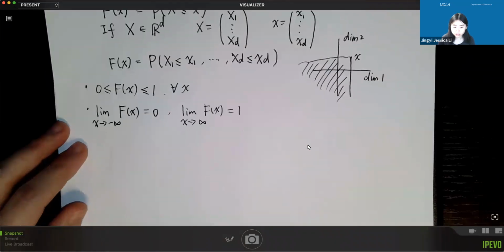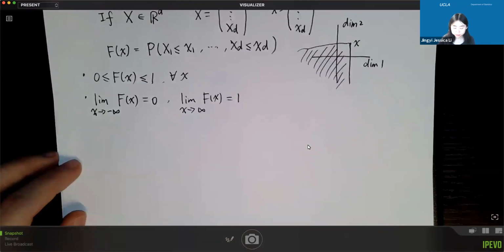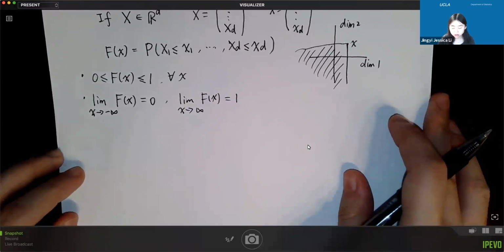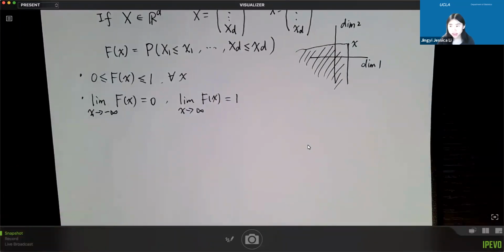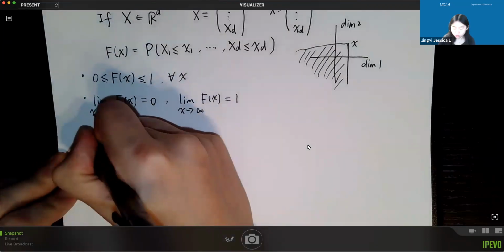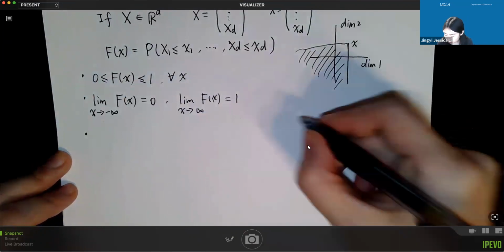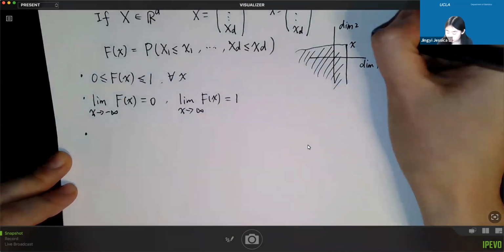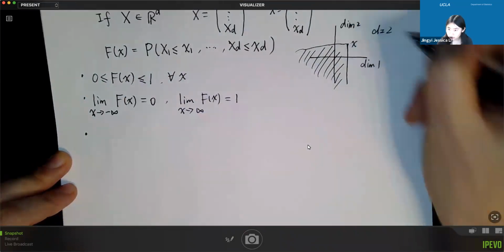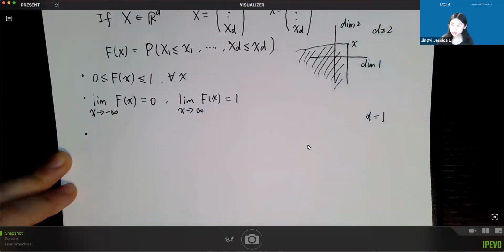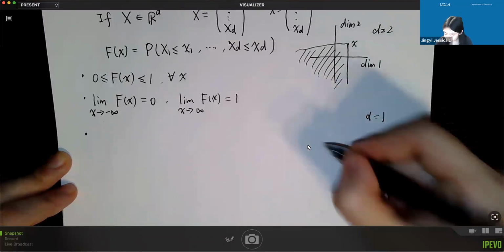Okay, and a third important property is regarding the left limit and the right limit. Basically, one thing we have to understand is that there might be some discontinuities. And how do we interpret that? So let's think about the one-dimensional case. This was d equals 2, and now let's look at d equals 1. So when d equals 1, let me just draw a graph.